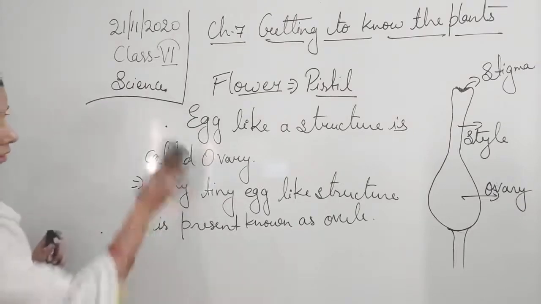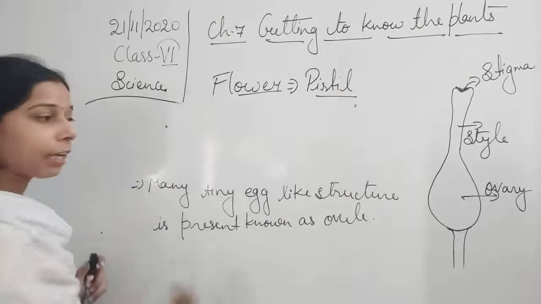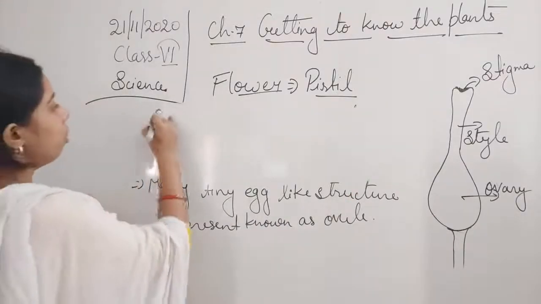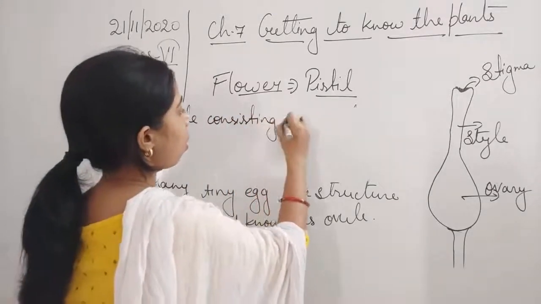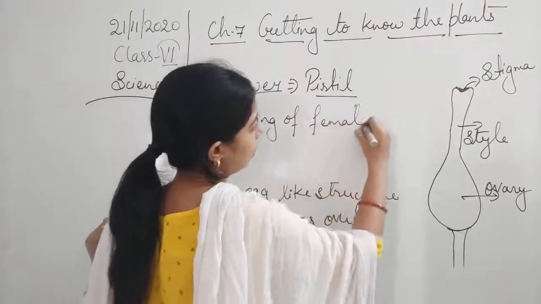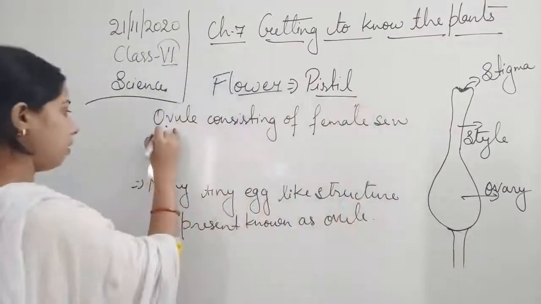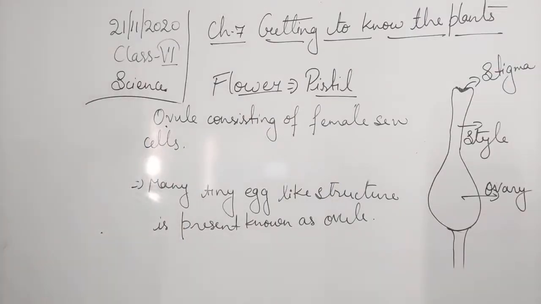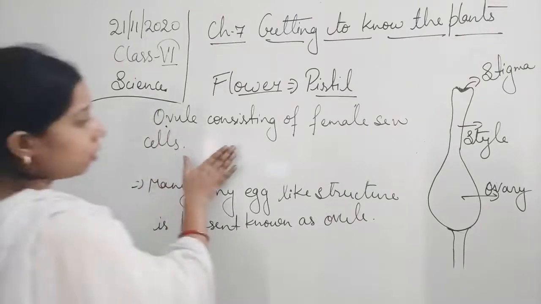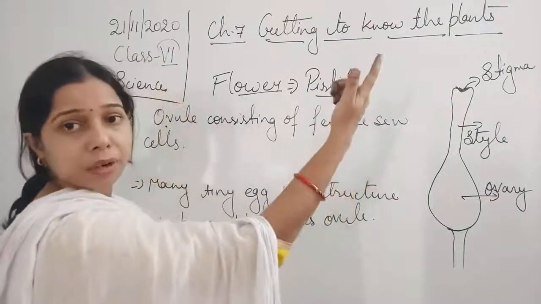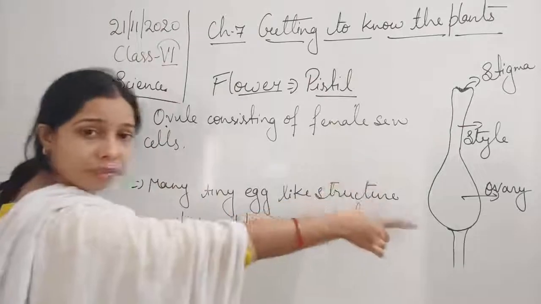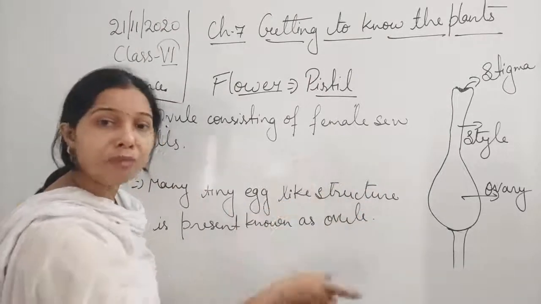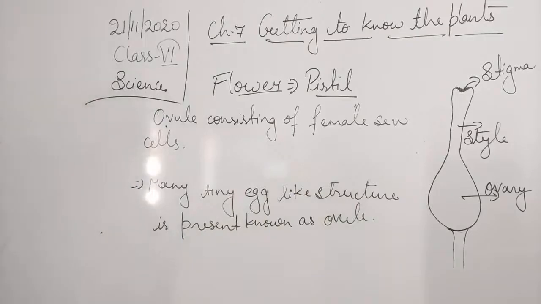Now this ovule, which is present inside the ovary, consists of female sex cells. Okay, so it mainly consists of the female sex cells. So, students, when we were talking about the stamen, the anther consists of pollen, and pollen consists of male sex cells. Here, the ovary is there, the ovary consists of ovules, and the ovule consists of many female sex cells in it.